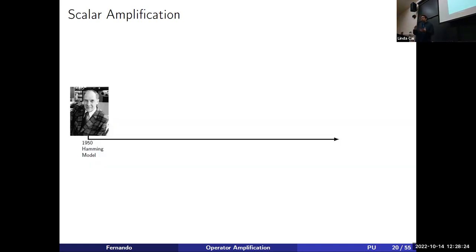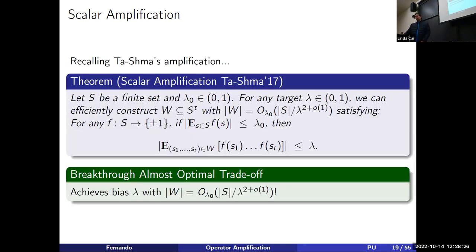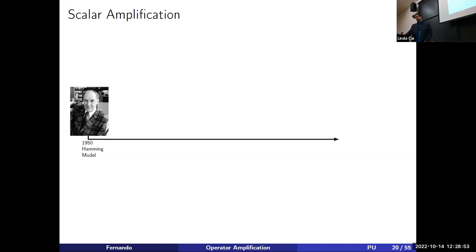Good. What is the dependence on lambda naught? Yeah, you're going to think of lambda naught as a constant at this point. If it depends on the other parameters, it can become ugly. Yes, it can become ugly. You think of it as a constant bounded away from one, but amplification works even if it's very close to one. But parameters suffer. Amplification happens, but lambda naught is to be thought of as some constant.